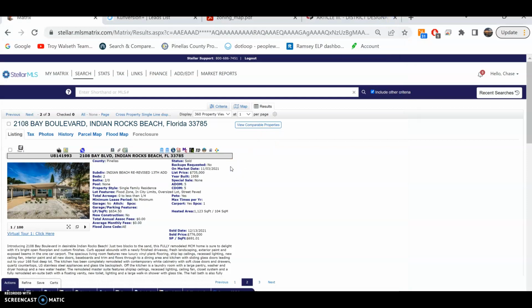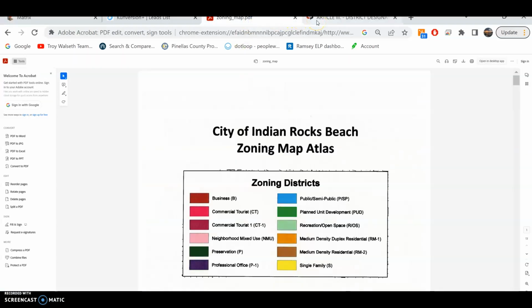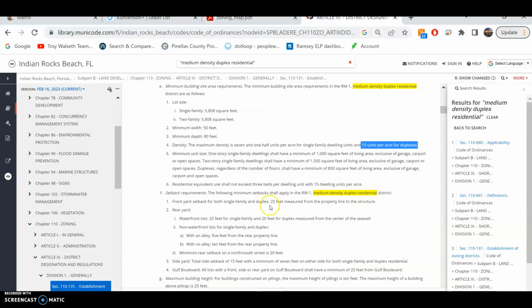It's not ideal, because A, it's already improved and it's really nice, but B, because it's going to be really tough to put 3 or 4 units on that lot, although it would be allowed. It'll be up for sale, just to let you know.